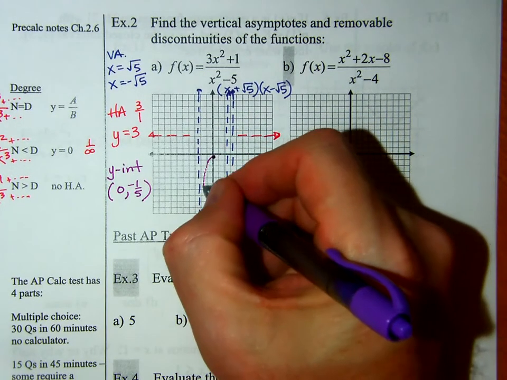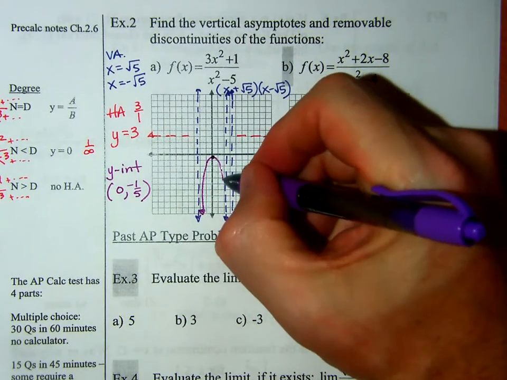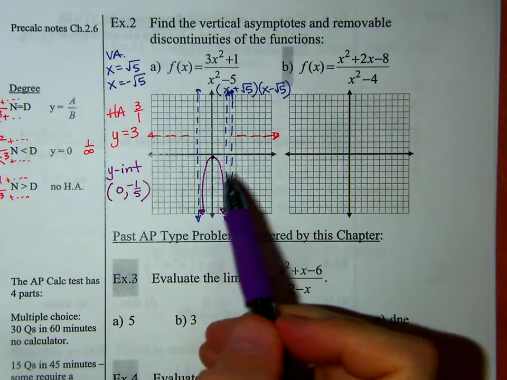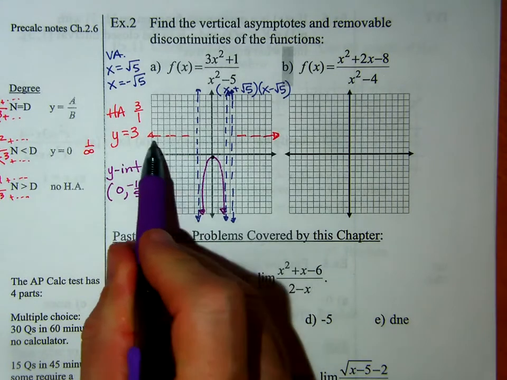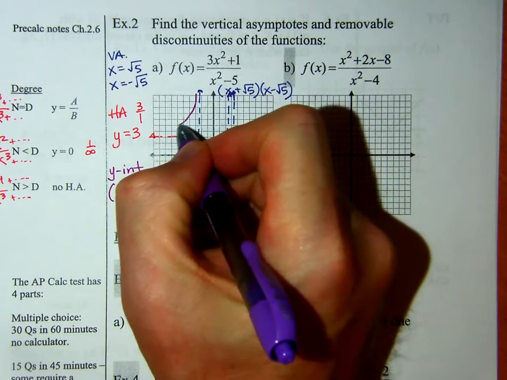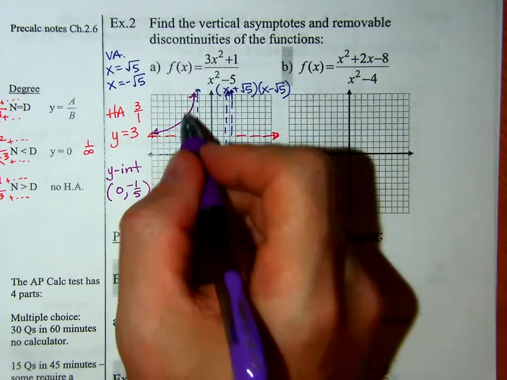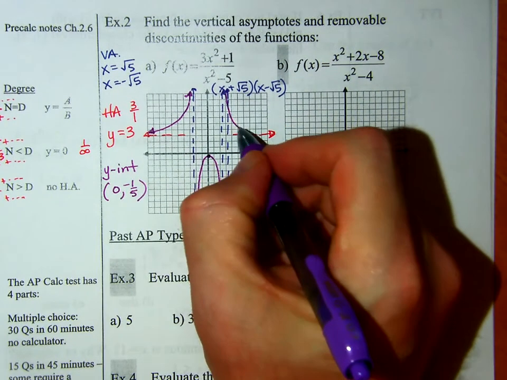We could do a t-table if we wanted to, but we really shouldn't need to. So those are both going to come down there like that. Now, here, I know that it's not coming up from here because, again, it would cross the x-axis, which means it has to be approaching this way. Now, there are some strange functions that actually cross the asymptote and do some weird stuff over here, but this isn't really that strange.